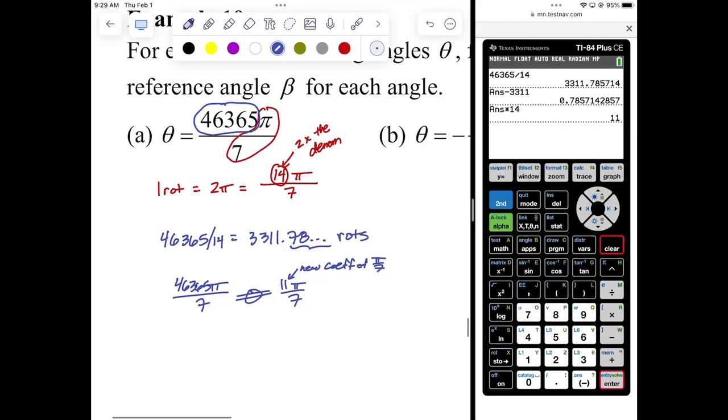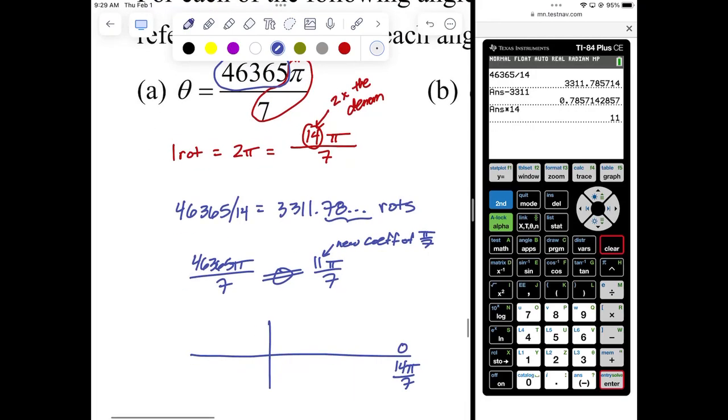Now, I want to figure out where it lives. So here's how we're going to figure out where it lives. This is 0, and this is also coterminal with 14 pi sevenths. 0 pi sevenths or 0 and 14 pi sevenths. Those are coterminal. What would the x-axis over here be at pi? What would pi be in terms of sevenths? 7 pi sevenths. Very good. What I need to do is figure out what my quarter cycle counting interval is. So I'll do this. What's half of 7?